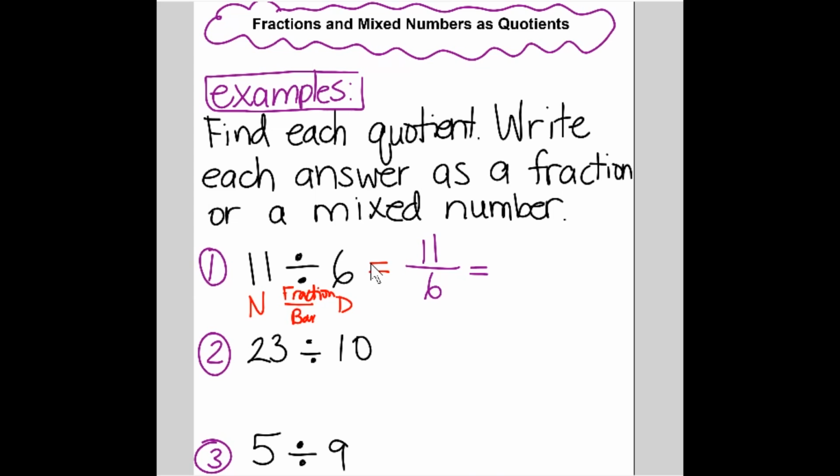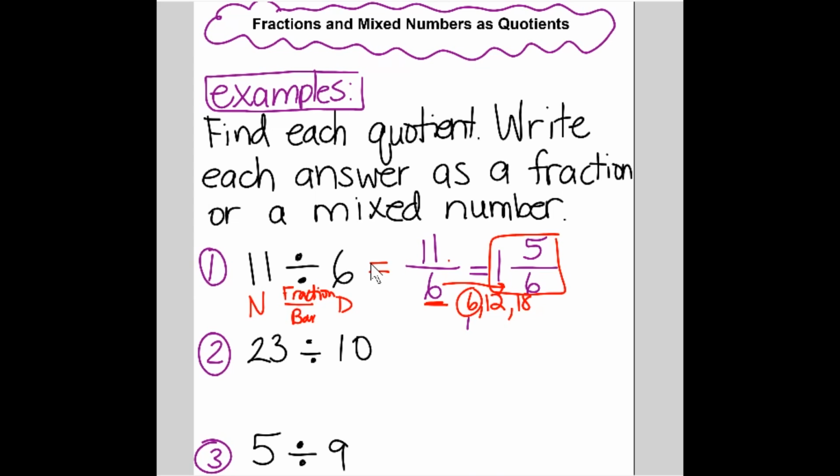So now we need to think, how many 6s can I get out of my 11? Well, if we didn't know, we could do our 6 facts. And I see that we can only get one 6 out of that 11. And then what would be left over? What's 11 minus the 6 that we just took out? 11 minus 6 is 5, and then we always bring over our denominator, which is going to be 6. So our answer here is 1 and 5/6. That's basically what we're doing. These are very basic equations that we're solving, and we're trying to turn them into a fraction or a mixed number. That's all that we're doing.